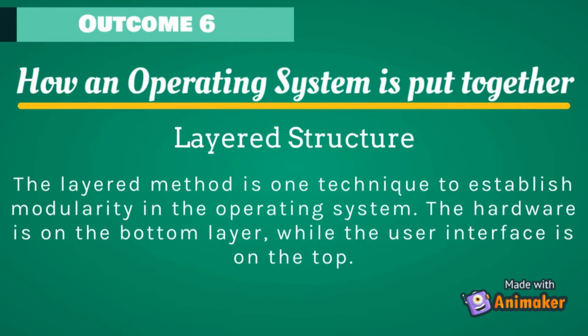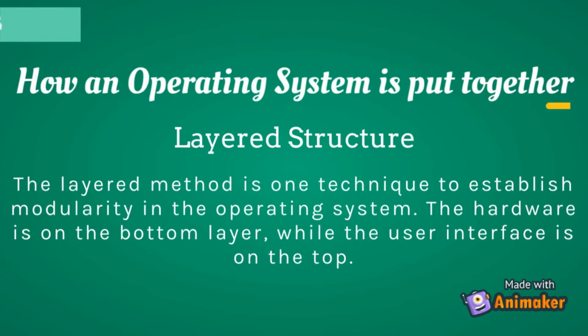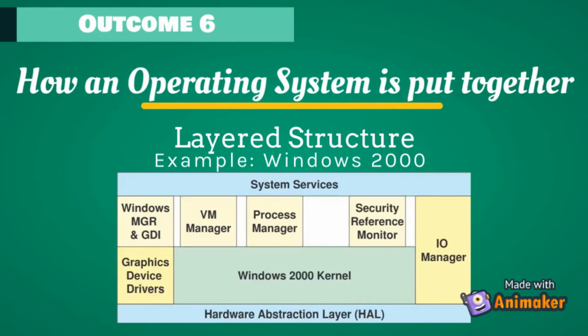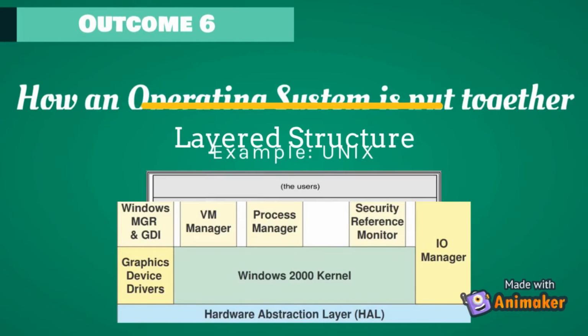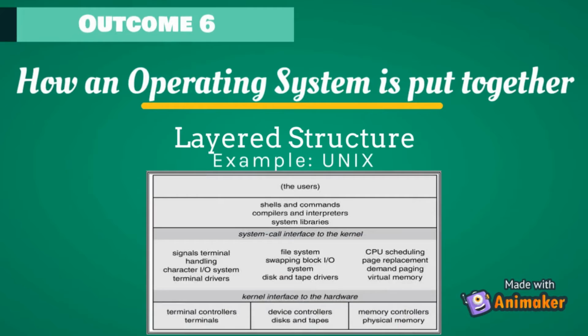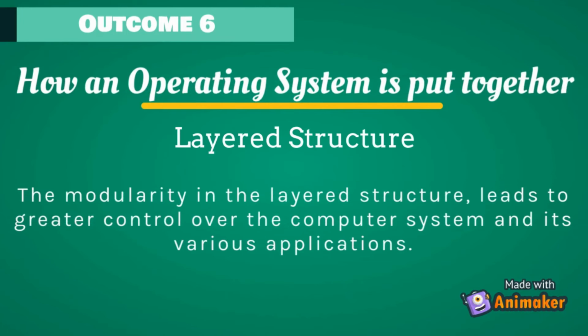The layered structure. The layered method is one technique to establish modularity in the operating system. The hardware is on the bottom layer, while the user interface is on the top. Here is an example of a layered structure used in Windows 2000. Here is another example of a layered structure used in Unix. The modularity in the layered structure leads to greater control over the computer system and its various applications.